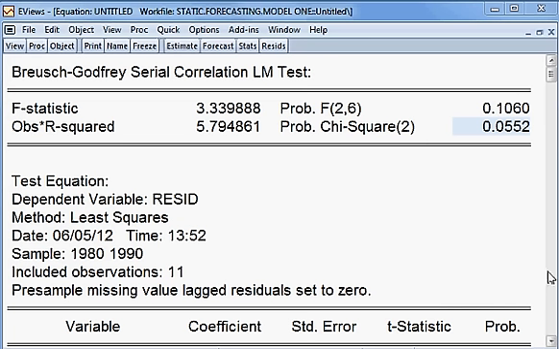Now we shall be using this model for forecasting, because we assume that this model is free from serial correlations, heteroscedasticity, and so on. So this model we can use for forecasting.